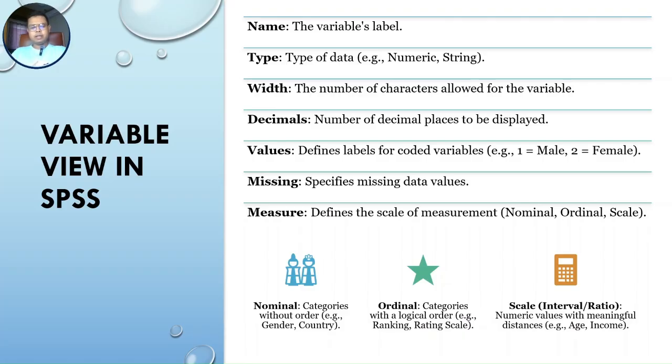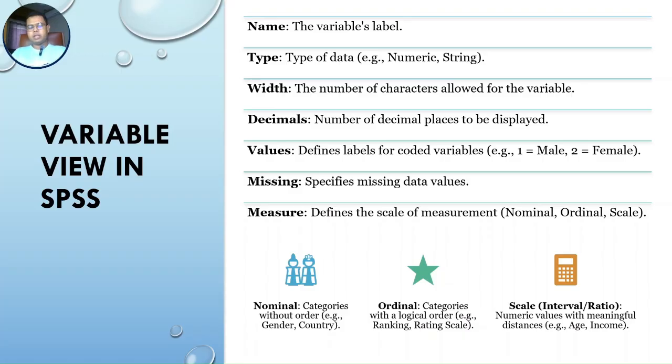So what is nominal? It's all about categorical data, categories without order. Say, for example, gender, country. It's a category, but it's not ordered. Ordinal is categorical data, but it is arranged in order. Say, for example, ranking, first, second, third, like this.